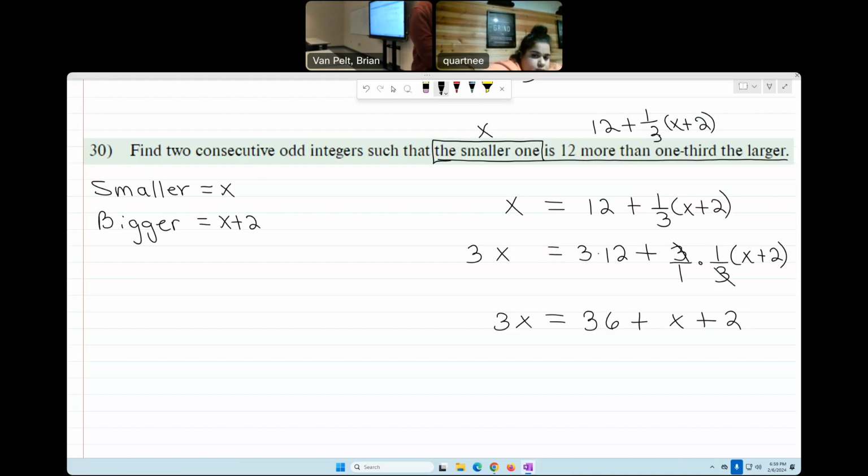Divide by 3. Not yet. You gotta do some cleaning up before. Oh, add the 6 to 36. So I have 38 plus x. Yep. Equals 3x.